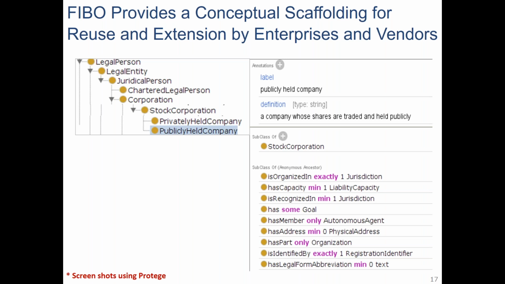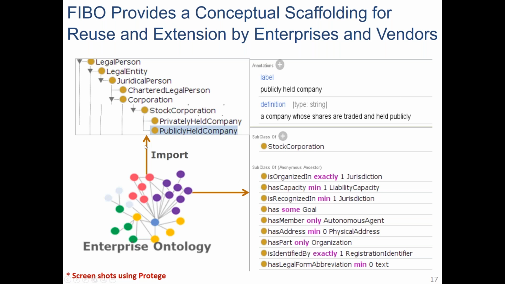So again, FIBO provides this conceptual scaffolding where we can have our enterprises import it, inherit from it, reuse it. So this is a small screenshot of an ontology editor tool we use called Protege, which here points out that we have in the ontology a publicly held company. It will have all of these different semantic attributes. It's organized in a jurisdiction. It has capacity for liability. It will have different labels. It'll have definitions. It'll have many other forms of metadata. And the publicly held company is a kind of stock corporation, which is a kind of corporation, and so on and so forth.